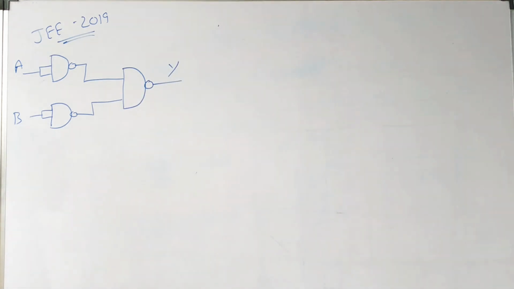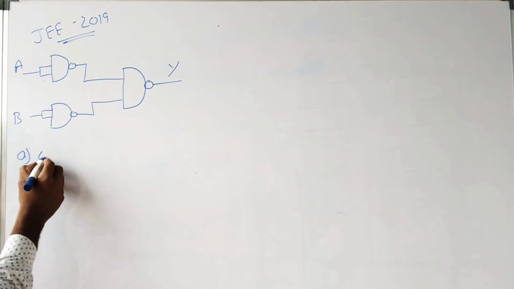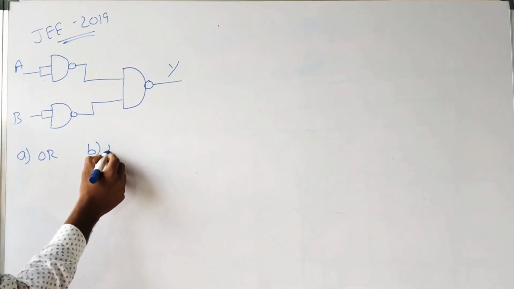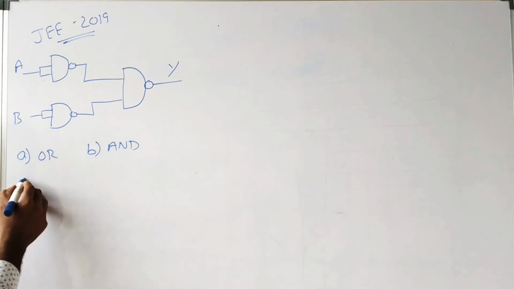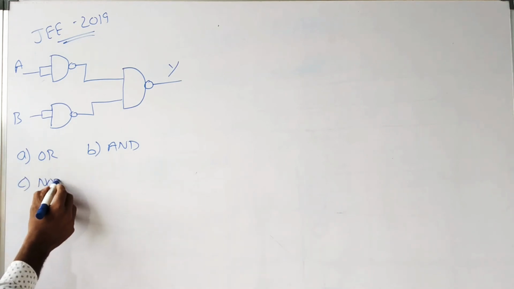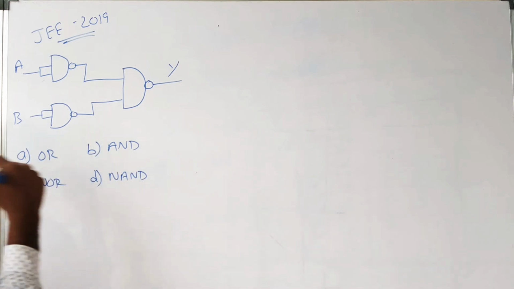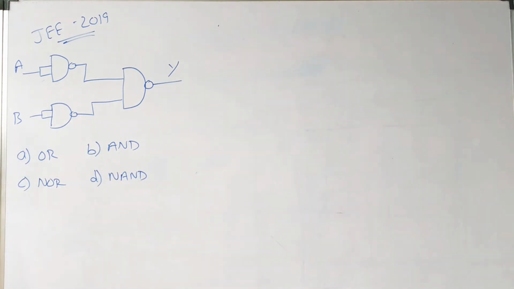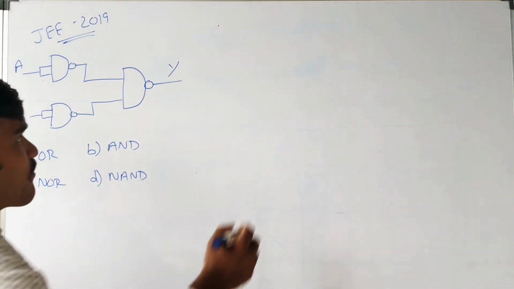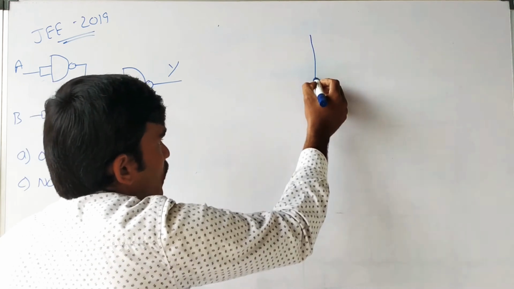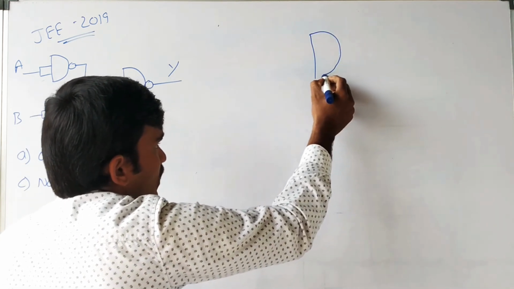They are asking which of these is this gate: A, the OR gate; B, AND gate; C, NOR gate; D, NAND gate. For this, there is a simple trick. If this is an AND gate, we already know that this is the AND gate.